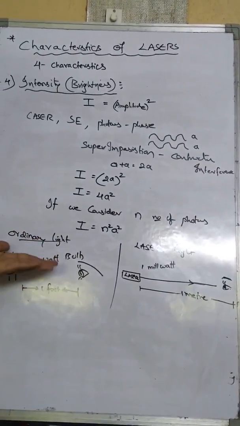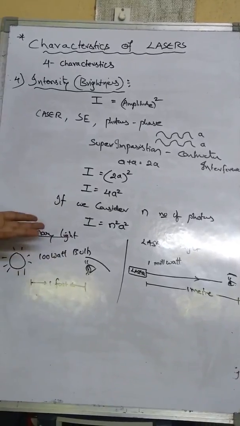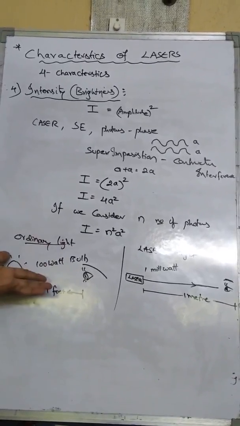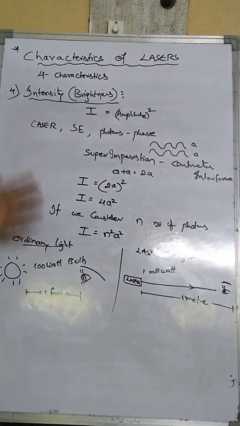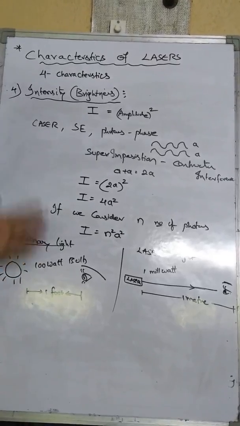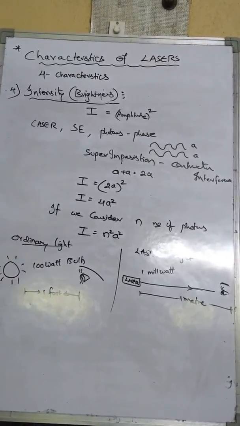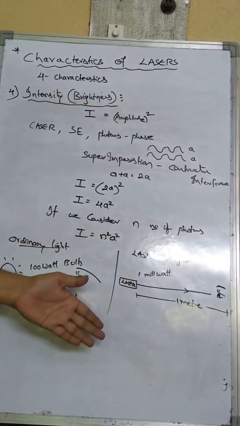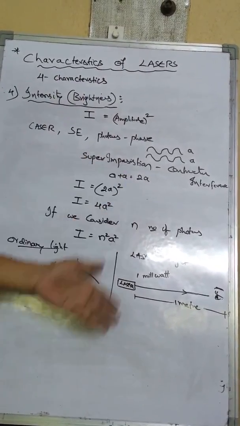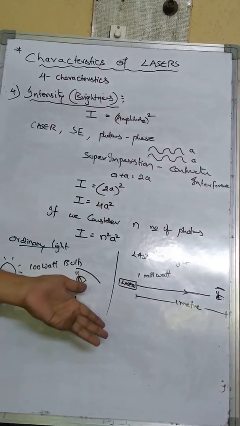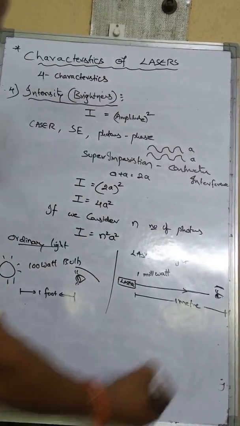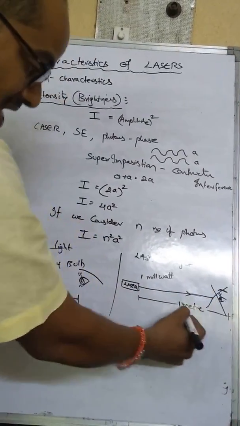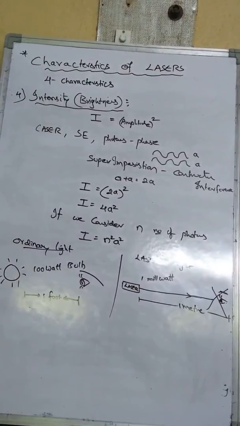The ordinary light intensity is not maintained. This is due to spontaneous emission, where the photons will not maintain coherence or monochromacity, and there is a huge divergence. For the laser light, it maintains coherence, monochromacity and directionality. Therefore the brightness is very large, and you cannot view it even at a 1 meter distance.